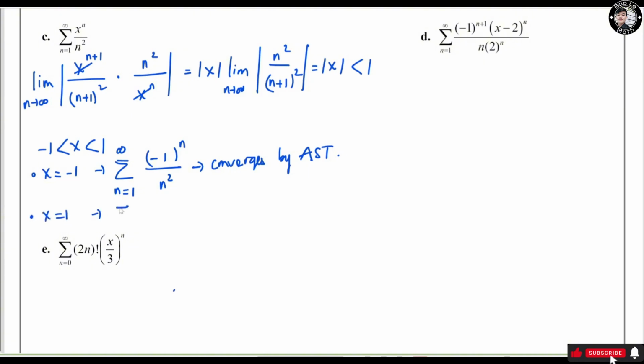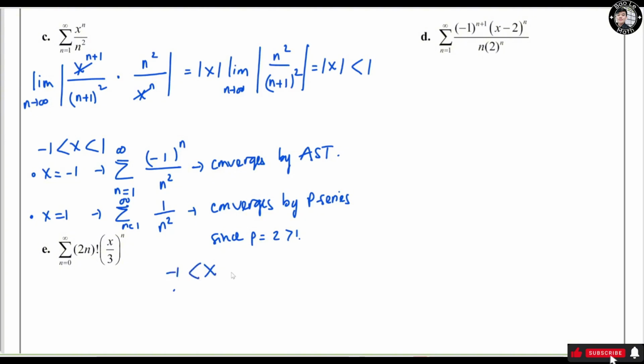So we have the series 1 over n². This one still converges by the p-series test because p equals 2, greater than 1. So finally, the interval of convergence is -1 to 1, and you need to include the endpoints. This one is the final answer. Now let's move on to question D.